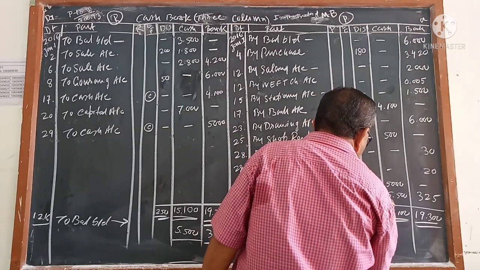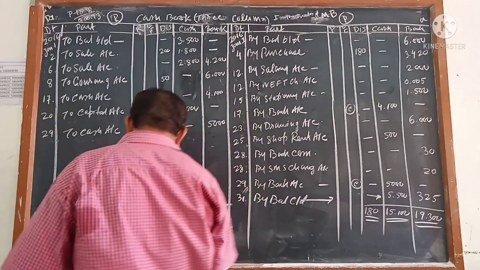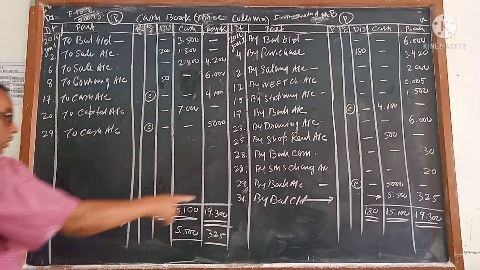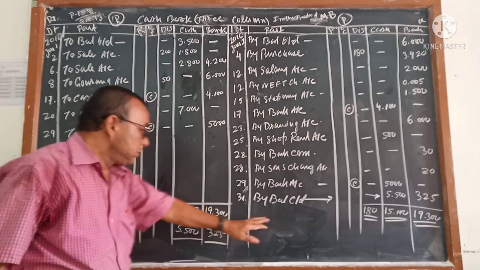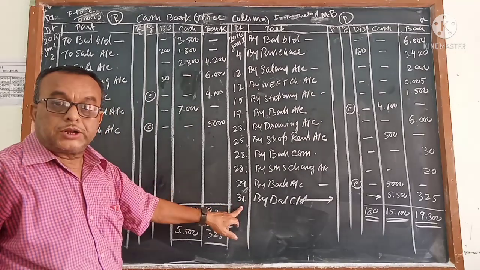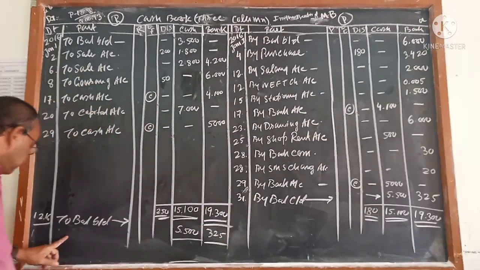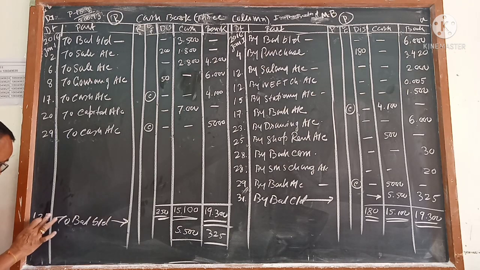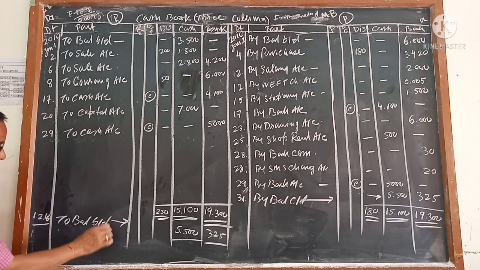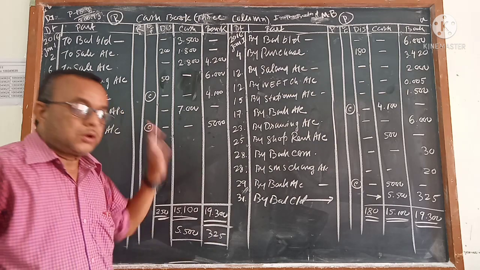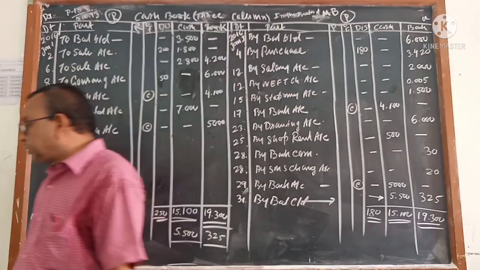This is the closing balance and this is the opening balance of the next day. Closing balance of the last date of the month. So as it is January, for them it comes 31st and the next date is coming 1st February of 2016. Opening balance, to balance b/d, cash column, bank rupees. This is the overall idea of the cash book.